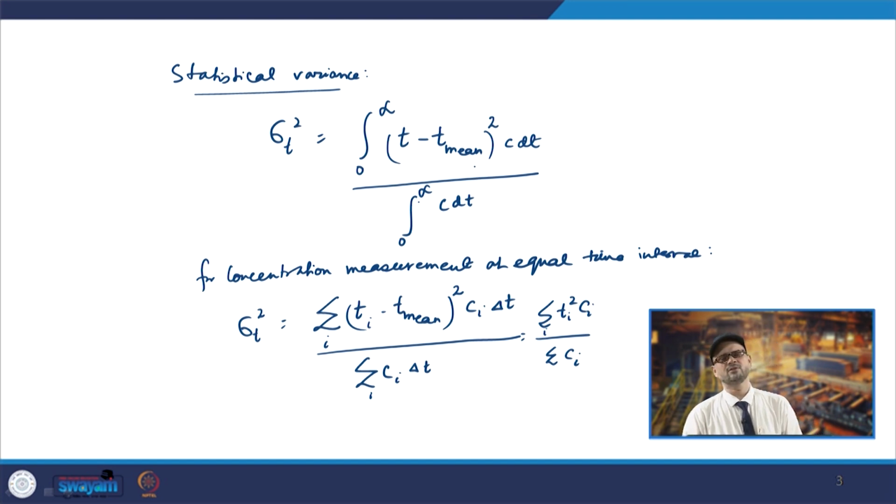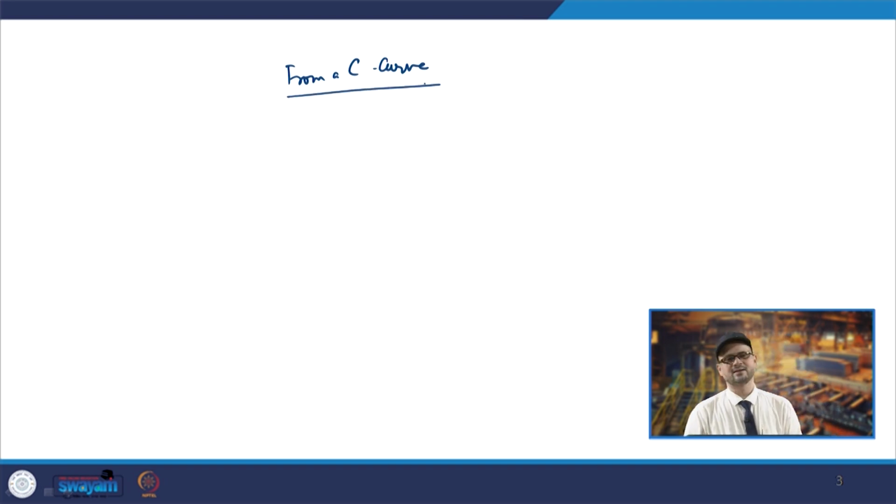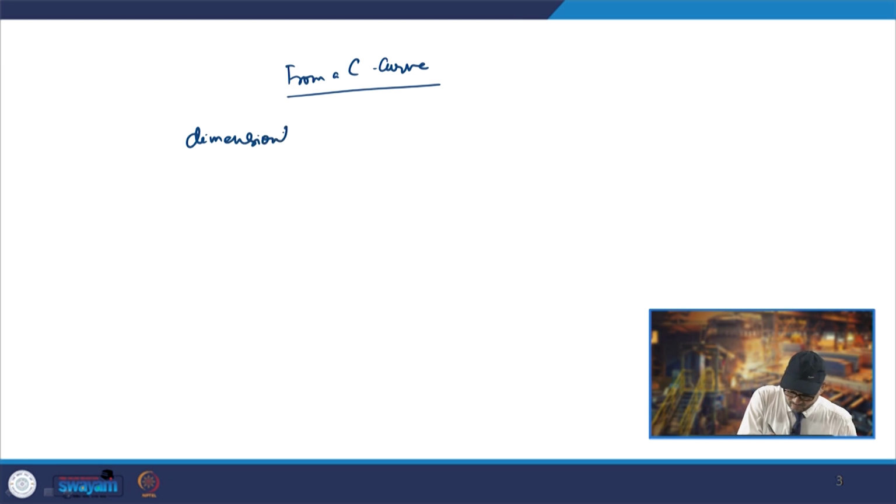Then, if you are talking about the C curve, from the C curve you can calculate the dimensionless mean of the residence time distribution.